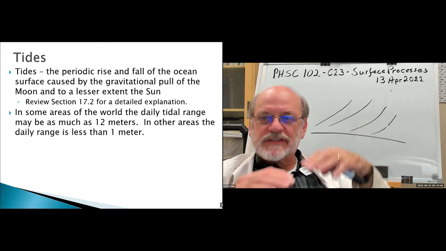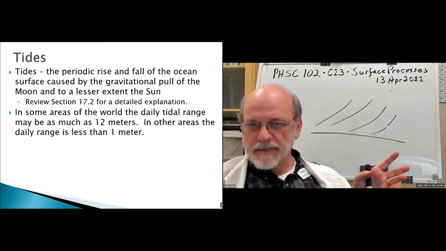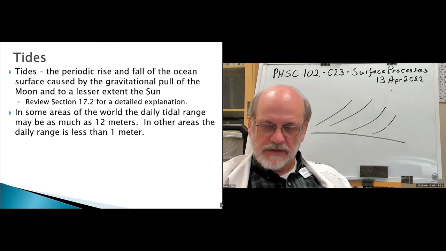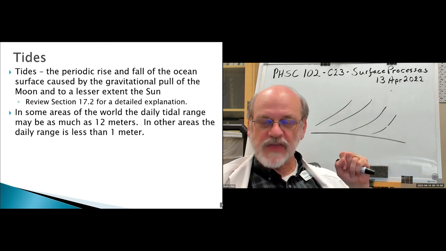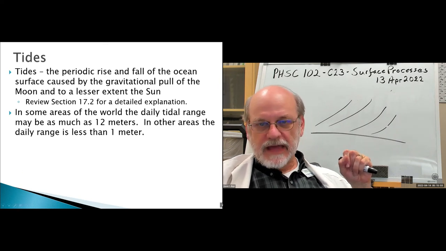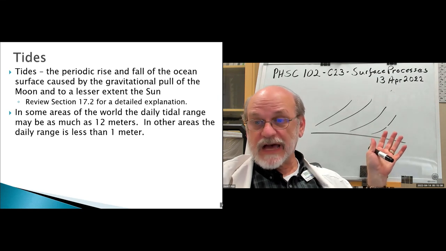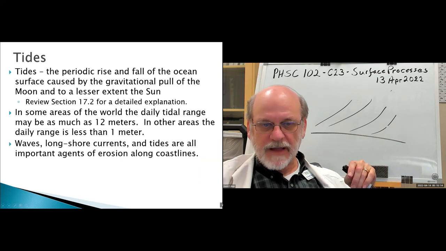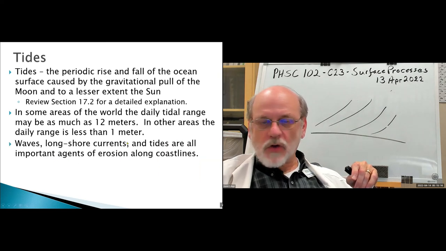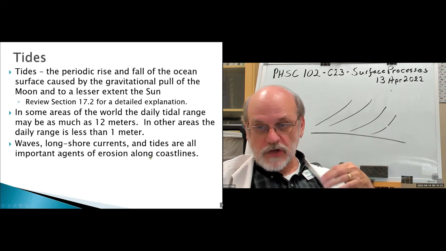The variation of the level of the tide is not just dependent upon the moon and the sun, but upon the terrain. In other words, what's underneath the water when the tide forms? That can influence the height of the tide. And it can be as little as a meter or as much as 12, 15 meters high, very high. Right? So all of these factors contribute to erosion along the coastline.